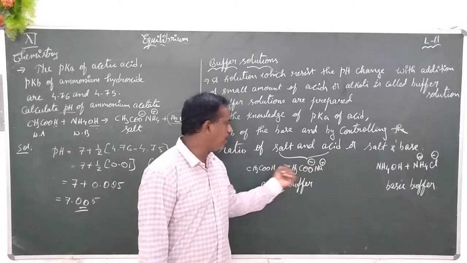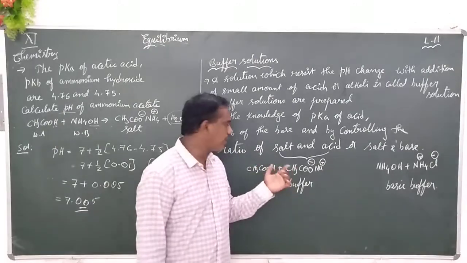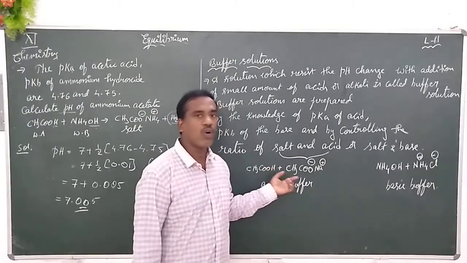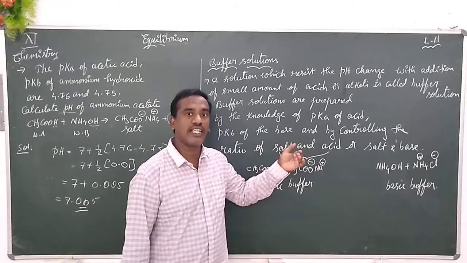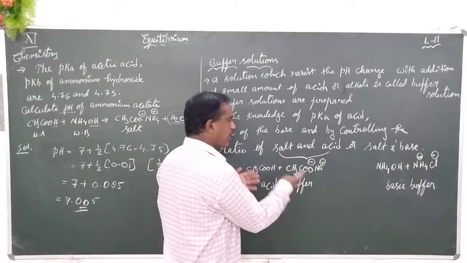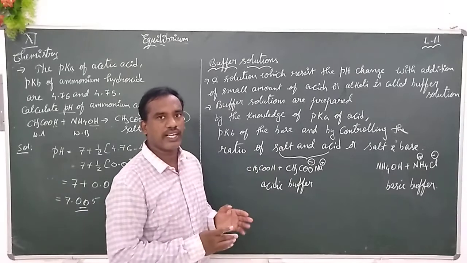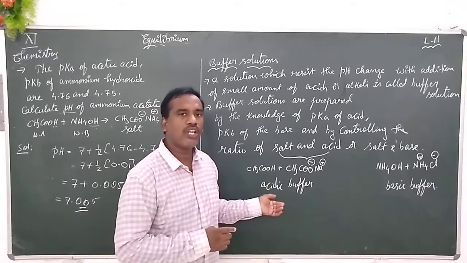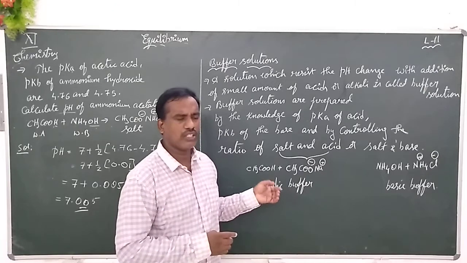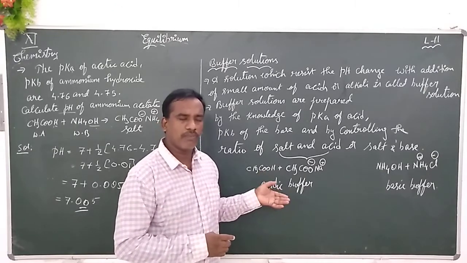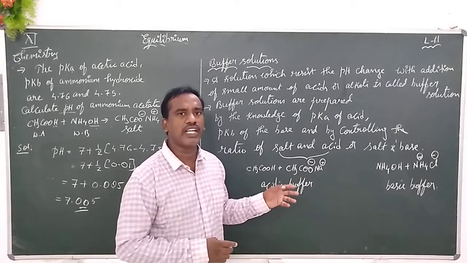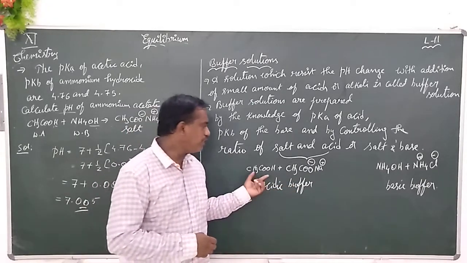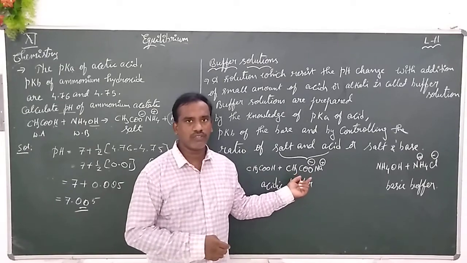These acetate ions will not let this acid undergo ionization. By increasing the number of acetate ions, they will combine with the H plus ions that are generated, and they will prevent the acetic acid from undergoing ionization. So a buffer prevents a change in the pH. It is a weak acid together with a salt of the weak acid.